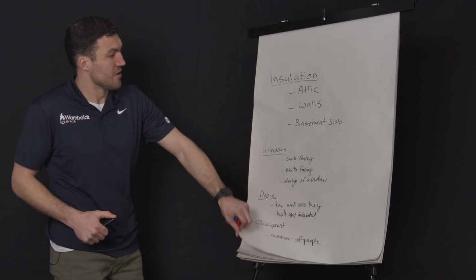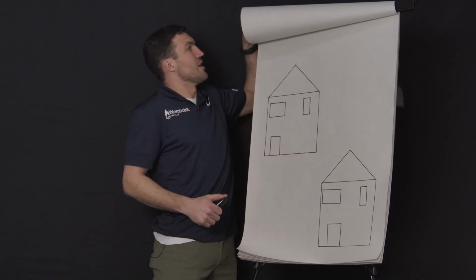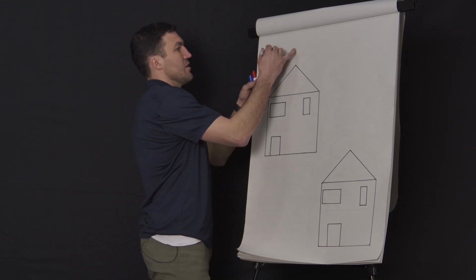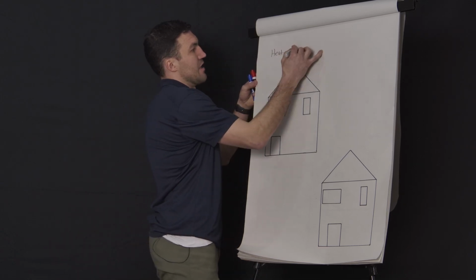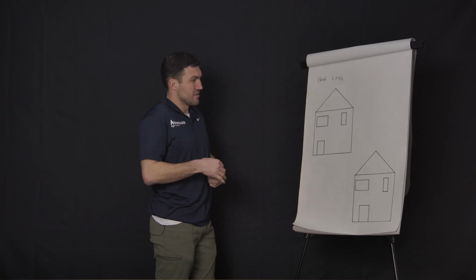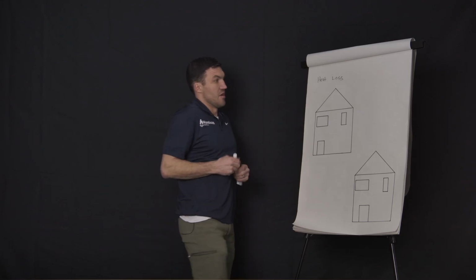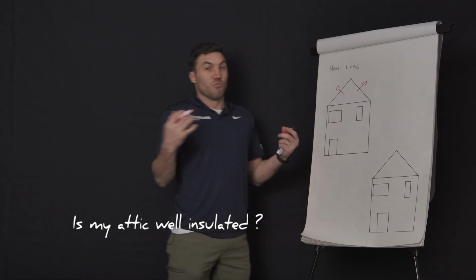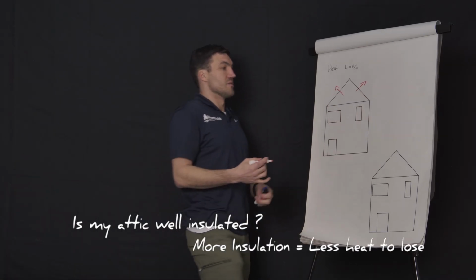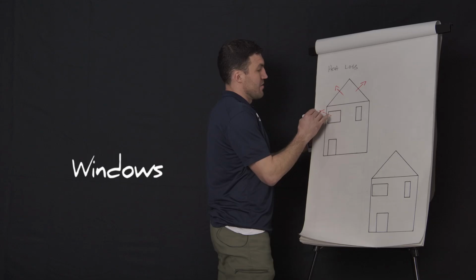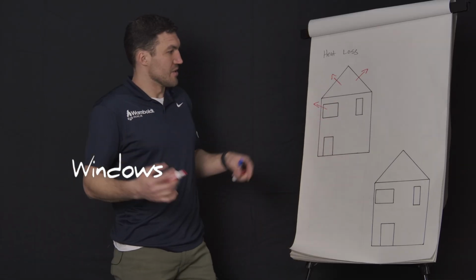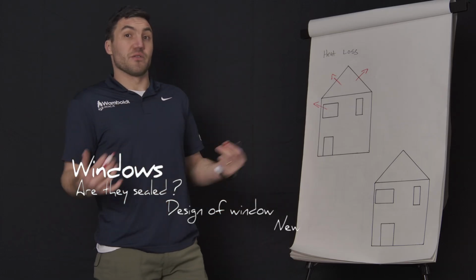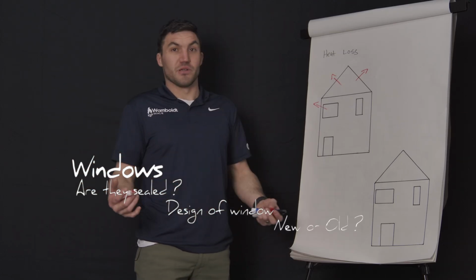So if we flip over, we can see I've got 2 houses. And let's say in our top house, this is where we lose heat. So heat loss. So on this house, I'm gonna lose heat from a lot of different factors. Is my attic well insulated? How much heat am I losing from my attic? More of the insulation, the less heat I'm gonna lose. My windows, I'm losing heat from my windows. When we install windows or windows are installed, are they sealed around them? What's the design of the window? Are they newer windows? Are they older windows? This is gonna depend on how much heat we're gonna lose through them.